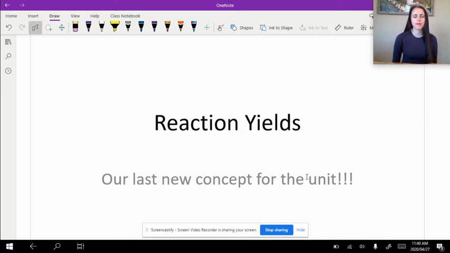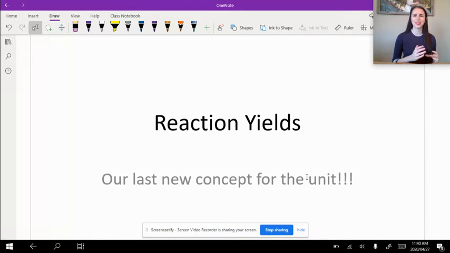So before we get to the definition of what a reaction yield is, I want to spend just a little bit of time reflecting on what we've learned this unit and how far we've come, right? So the first concept that we looked at was the idea of molar mass and how to calculate molar mass. Then we looked at how to go from mass to moles and moles to mass. Then we use that to do some stoichiometry, and then we use that to look at the idea of limiting and excess reagent. So really, all of these concepts have built.